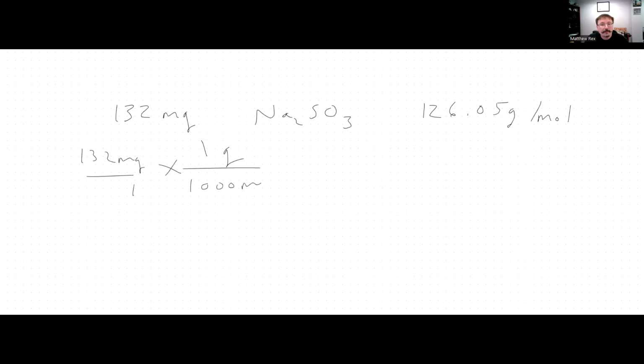How many oxygen atoms are contained in 132 milligrams of sodium sulfate? And the molar mass of this is 126.05 grams per mole. So we want to know oxygen. So I'm going to divide 132 milligrams by 1,000 to get into grams. And then I'm going to take that 0.132 grams and divide it by the molar mass.